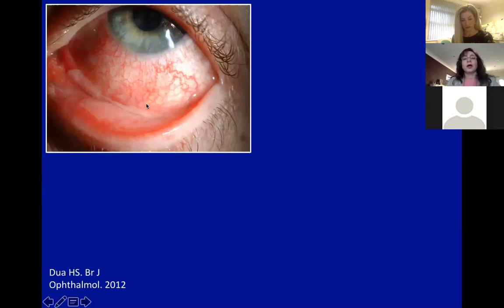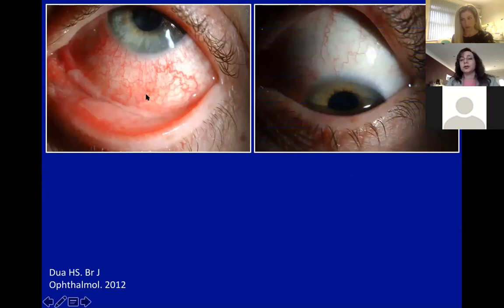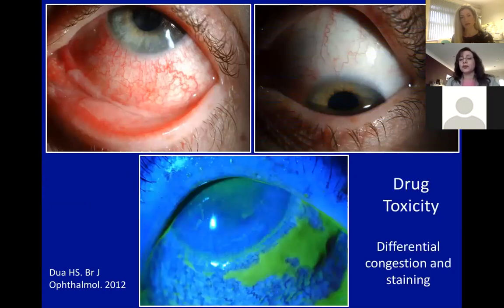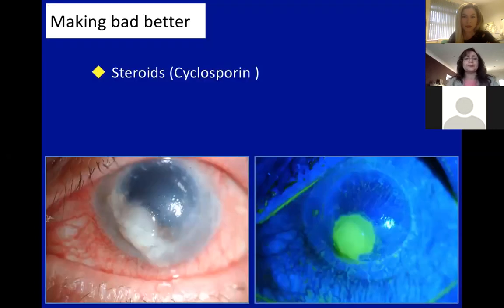If you have redness which is much more inferior than superior, then you know that you're starting to get some toxicity, especially if you put fluorescein and you see conjunctival staining. And the toxicity will prevent the ulcer from healing. So then you have to reduce your antibiotics or think of other modalities such as interstitial injections.